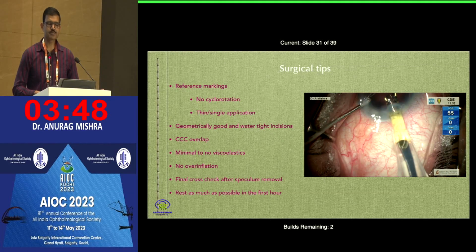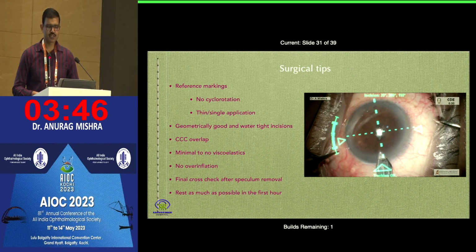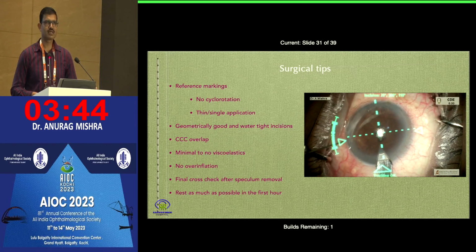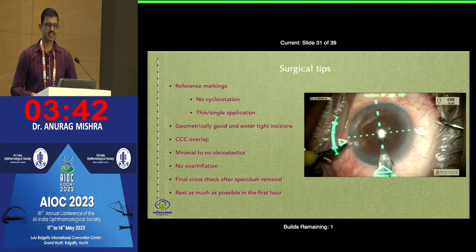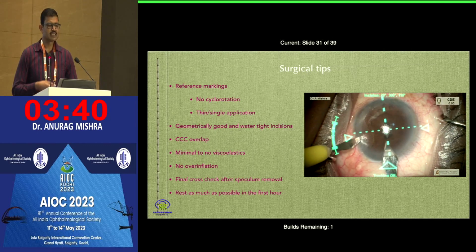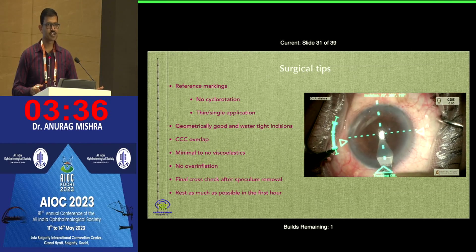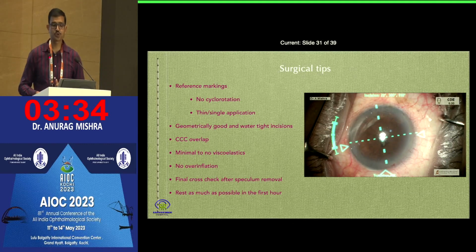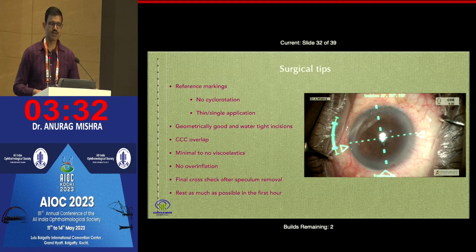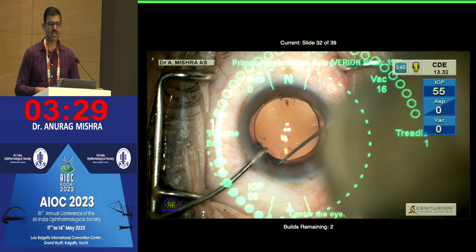The surgical tips: I would always prefer to put the IOL under the cover of BSS, and not use viscoelastics for it. CCC overlap should be there, with geometrically good and watertight incisions. However, you should not make them too watertight at the end of the surgery while you're trying to irrigate from the side port. Look at what happens in this case.